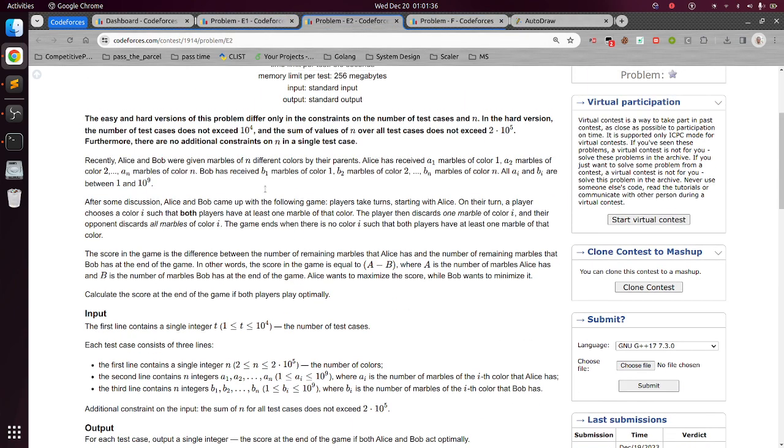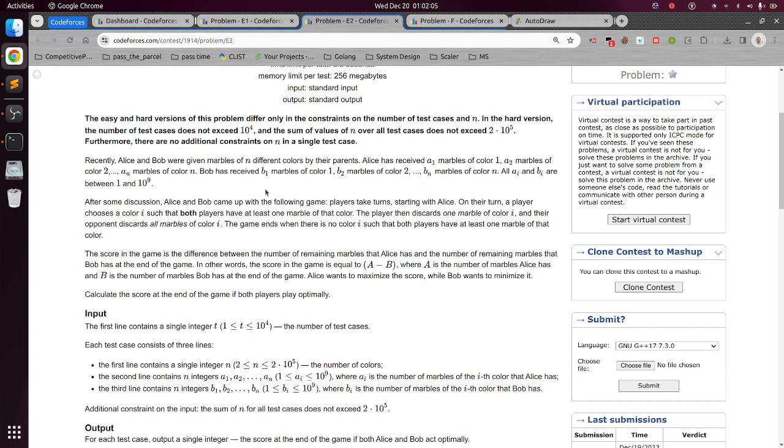Yeah, so the problem states that you have some marbles of particular colors, like your ith position represents a particular color, and for that color you have A_i marbles available for Alice, and you have B_i marbles available for Bob. So A of i depicts how many marbles Alice has for the ith color, and B of i depicts how many marbles Bob has for the ith color.